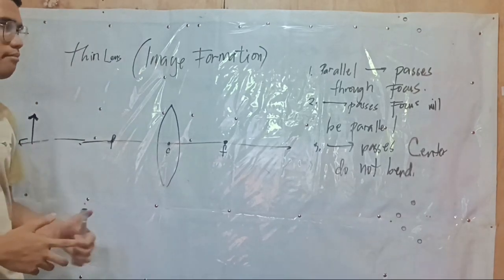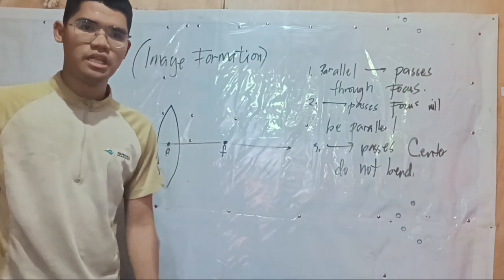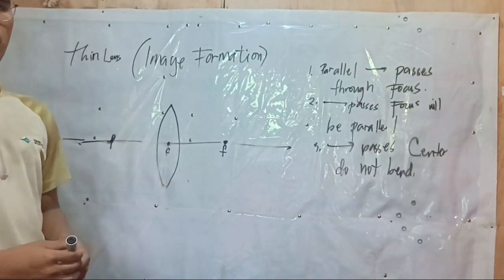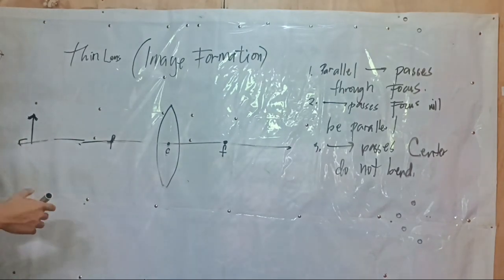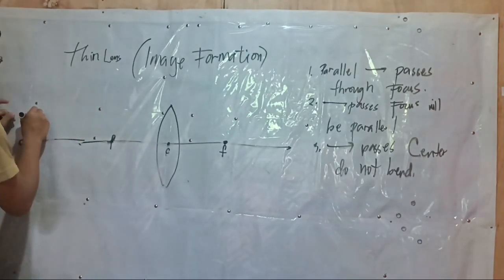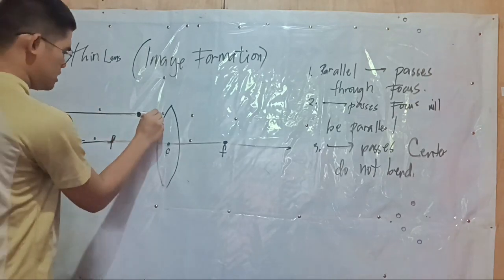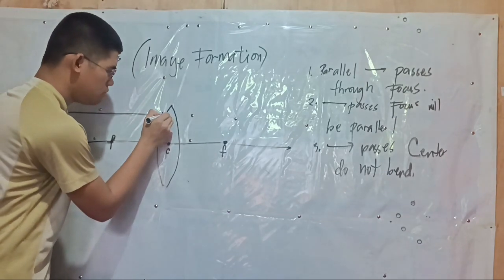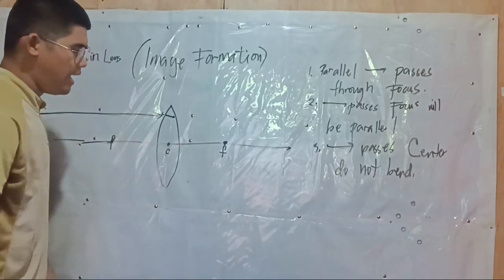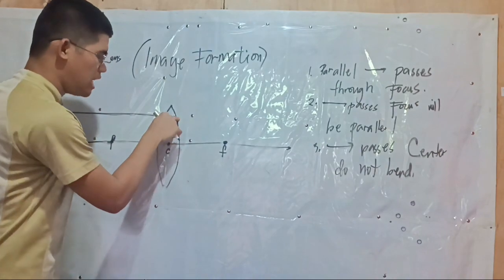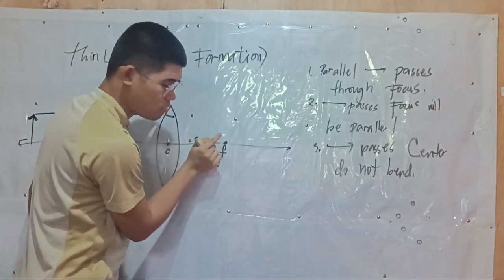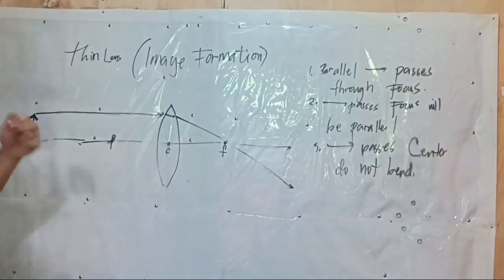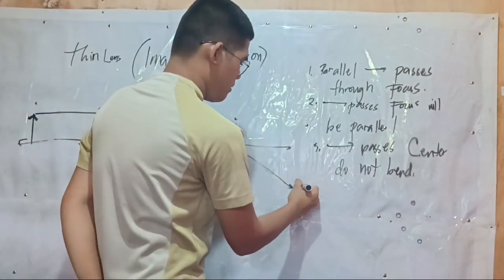Now let's go back to our three rules in image formation. The first rule is that parallel rays pass through our focus. We take a straight ray that is parallel to the optic axis, and it will bend here, and when it reaches the other side it bends again, and it will pass through our focus. This is our ray number 1.